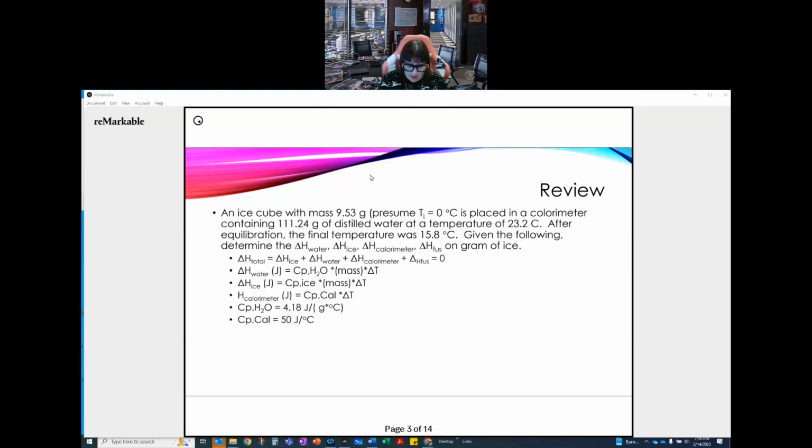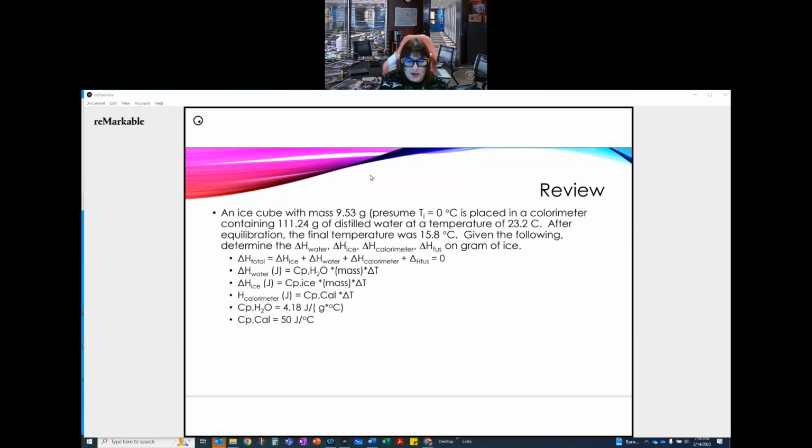Now, an ice cube with a mass of 9.53 grams, presumed Ti equals 0 degrees C, is placed into a calorimeter containing 111.24 grams of distilled water at a temperature of 23.2 degrees C. After equilibrium, the final temperature was 15.8 degrees C. Given the following, determine the delta H water, delta H ice, delta H calorimeter, and delta H fusion on gram of ice. Okay, that's a lot, right?